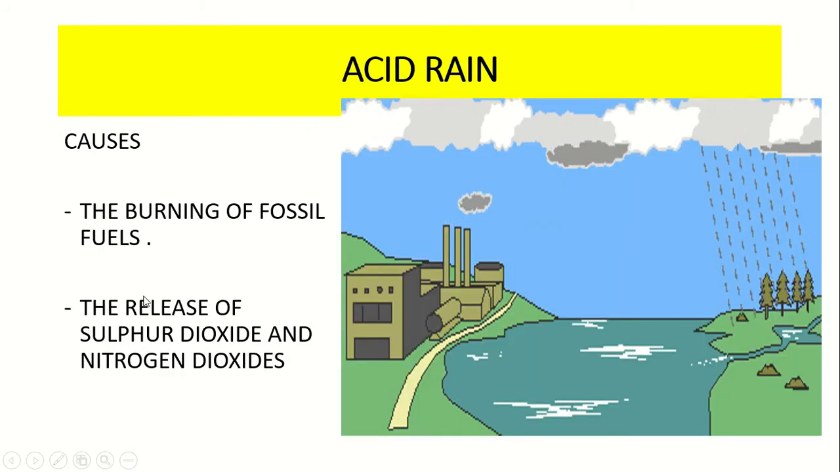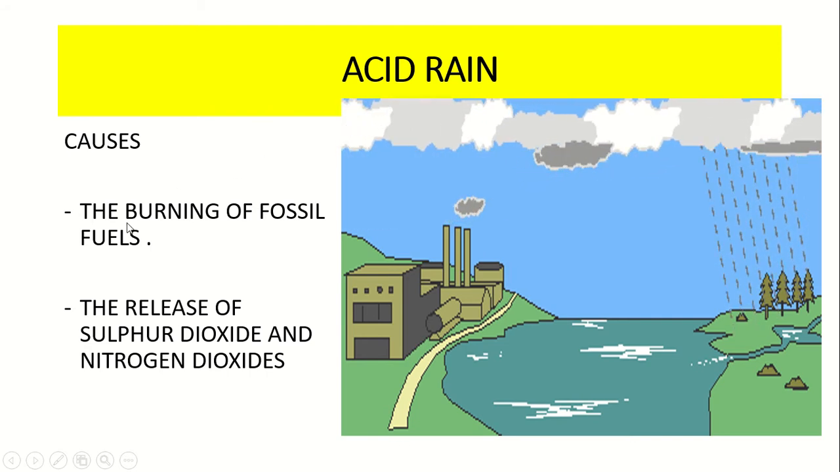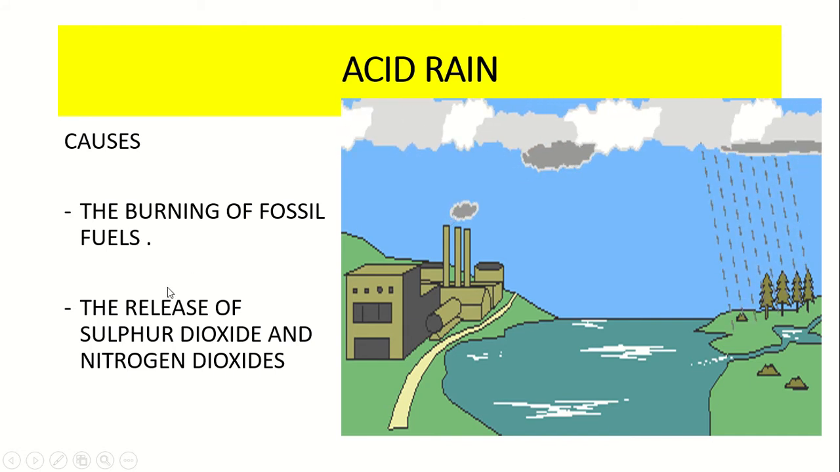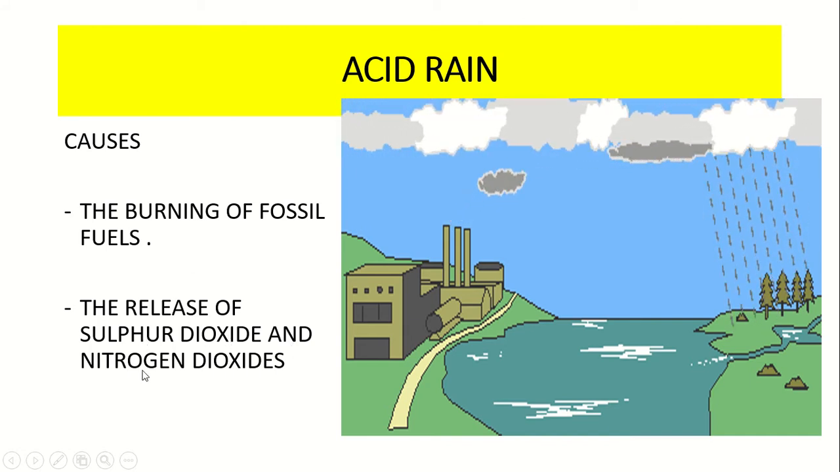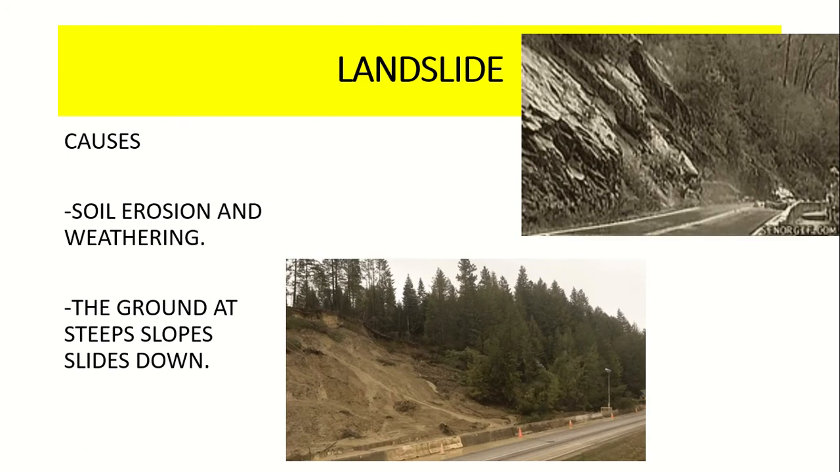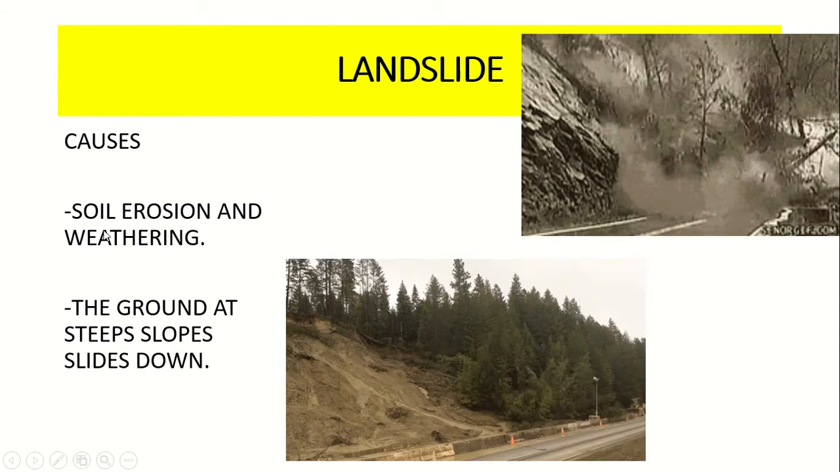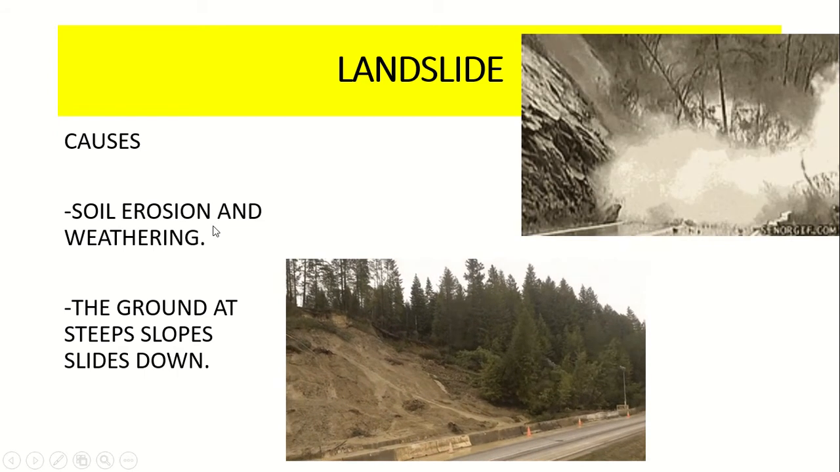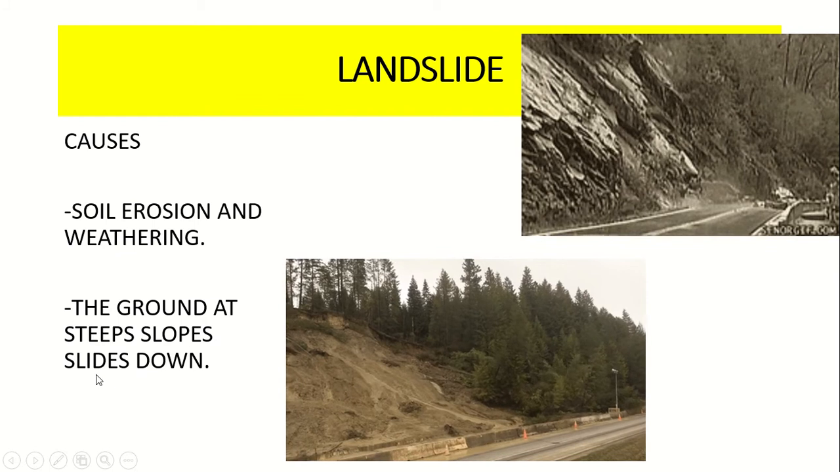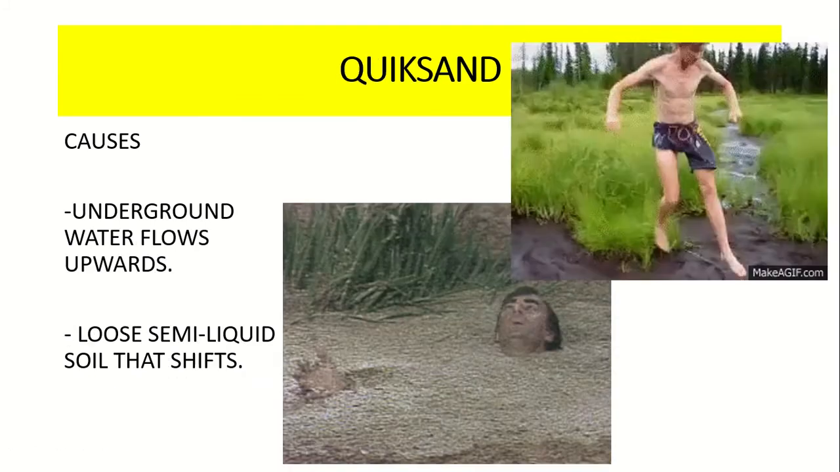Okay, next we move to acid rain. So the causes of acid rain is from the burning of fuels and release of sulfur dioxide and nitrogen dioxide. Okay, this is about landslide. So the causes of landslide is soil erosion and weathering. The ground at steep slopes slides down. Landslide adalah tanah runtuh.